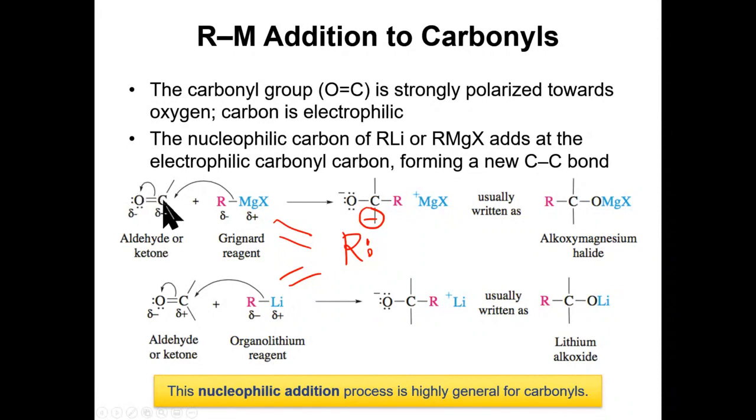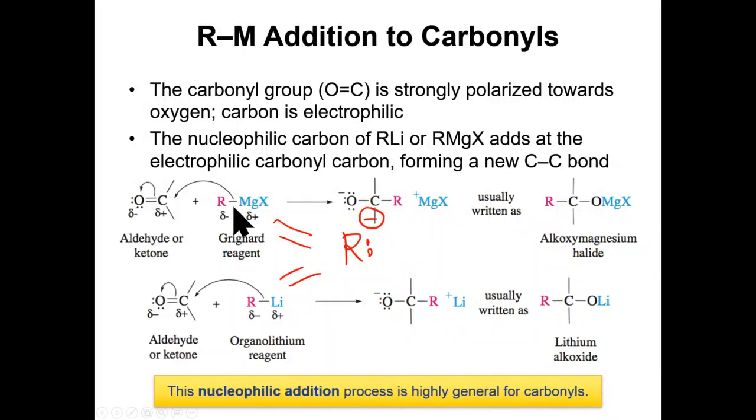Second, because the carbonyl group has a sigma bond and a pi bond, and a pi bond is weaker than a sigma bond, the carbonyl group can undergo addition reaction. And the addition we're going to see is basically addition of the carbon anion in Grignard or organolithium to the carbonyl carbon.